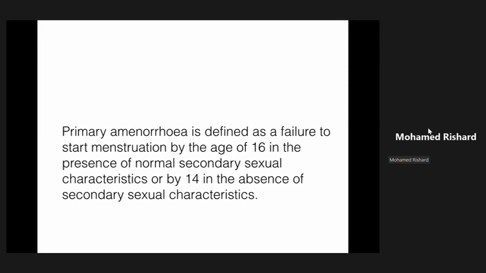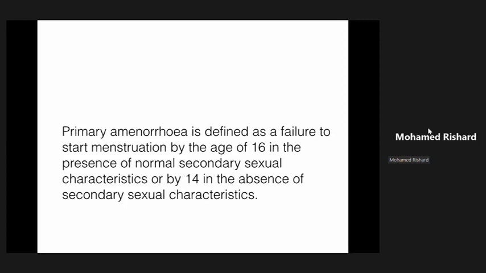Primary amenorrhea is defined as failure to start menstruation by the age of 16, if the girl has developed good secondary sexual characteristics. If by the age of 16 the girl has not got periods, that means she has primary amenorrhea. But if the girl has no secondary characteristics at all by the age of 14, then you can define her as a girl with primary amenorrhea. With secondary characteristics, we can wait up to 16 years of age.